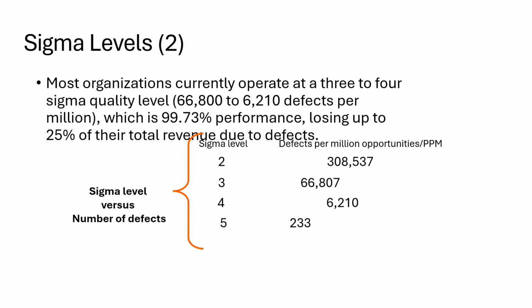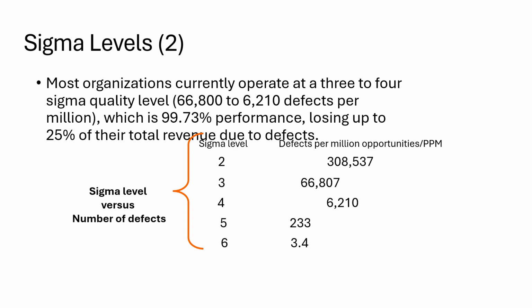So looking at this thus far, do you want to be operating at a 2 sigma level, 3, 4, 5, or 6? Obviously, 6 would be ideal, because at the 5 sigma level, you're at 233. At the 6 sigma level, we're about to find out it's even better.